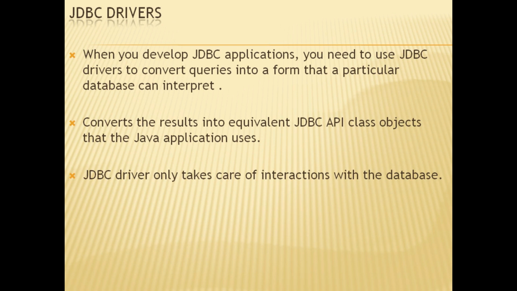The JDBC application layer has two components, that is the Java application and the JDBC API. The JDBC driver layer has three different components, that is the JDBC driver manager, the JDBC driver, and the database vendors. So this is about database connectivity, and in a simple way you can understand it easily.